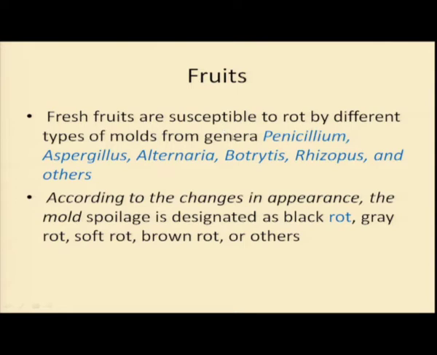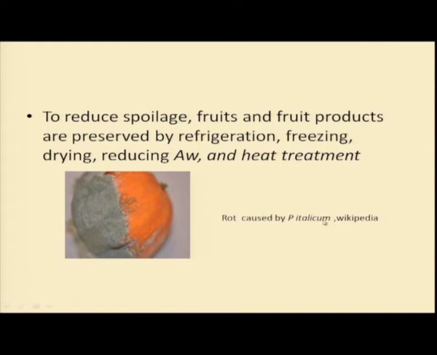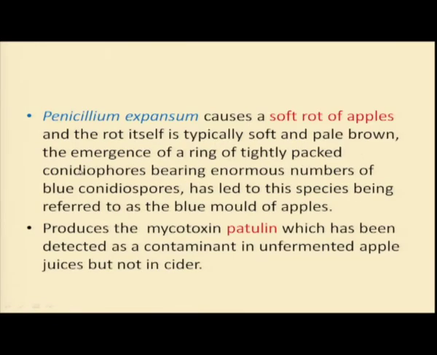The damage here again is called rot, especially by the fungi of the genera Penicillium, Aspergillus, Alternaria, Botrytis, Rhizopus and some similar species. And the type of damage is visualized as changes in the appearance as a black rot, grey rot, soft rot, brown rot, etc. For example, this is a rot caused by Penicillium italicum in citrus fruits. And to reduce the spoilage, we normally preserve the fruit and fruit products by refrigeration, freezing, drying, reducing the water content and by heat treatment.